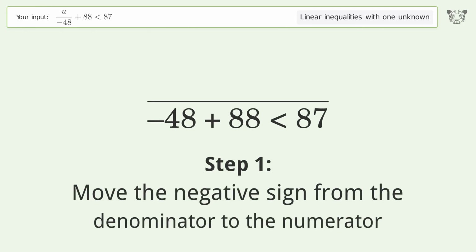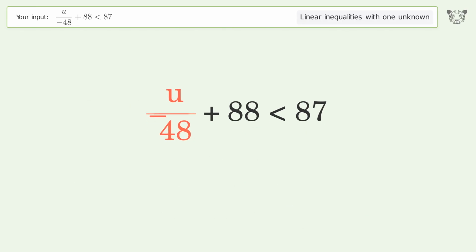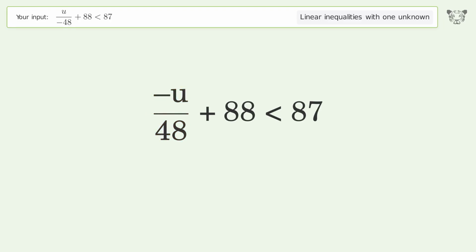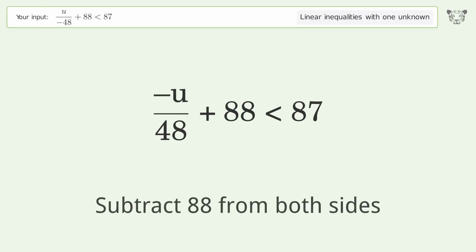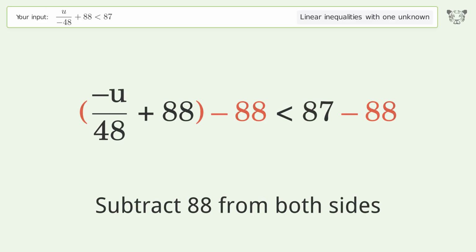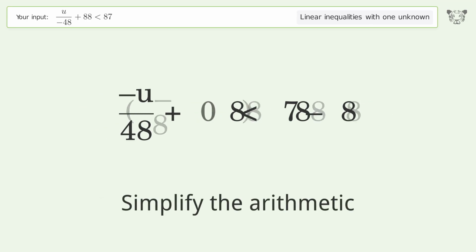Move the negative sign from the denominator to the numerator. Group all constants on the right side of the inequality. Subtract 88 from both sides. Simplify the arithmetic.